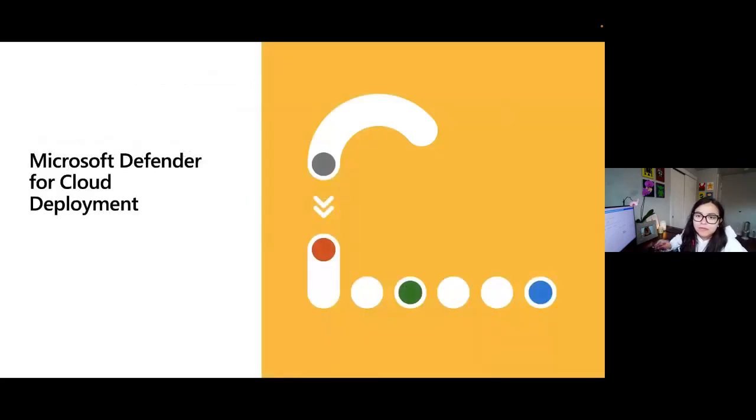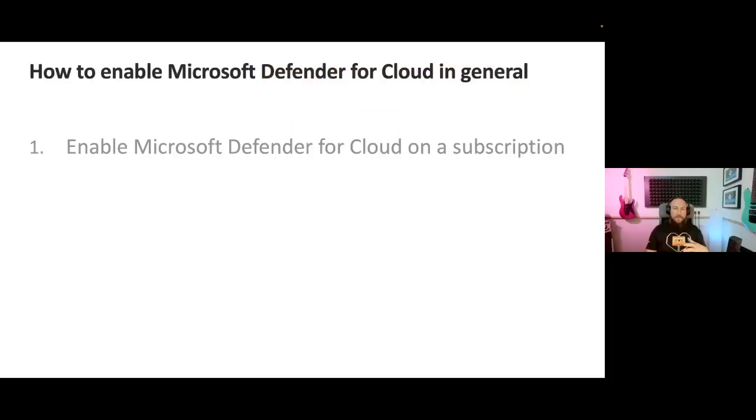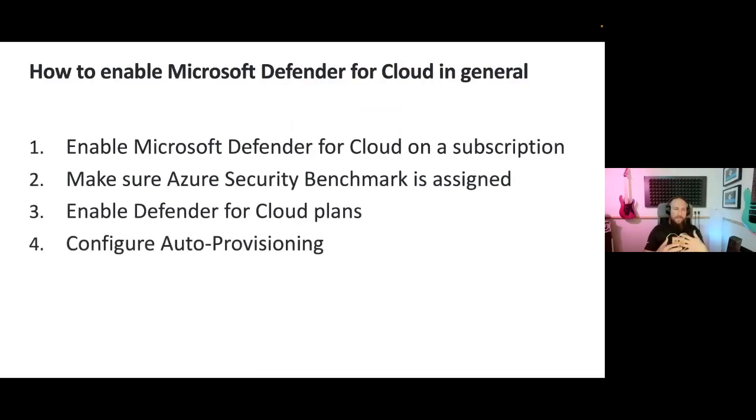So then maybe let's talk a little bit about the deployment itself before we jump into the demo, right? In order to make sure that Defender for Cloud is enabled on a subscription, there are actually 4 different things that need to be considered. Obviously, you need to enable the product, and I'll explain that. The Azure Security Benchmark needs to be assigned, because without it, you won't get the Secure Score and the Secure Score recommendations.